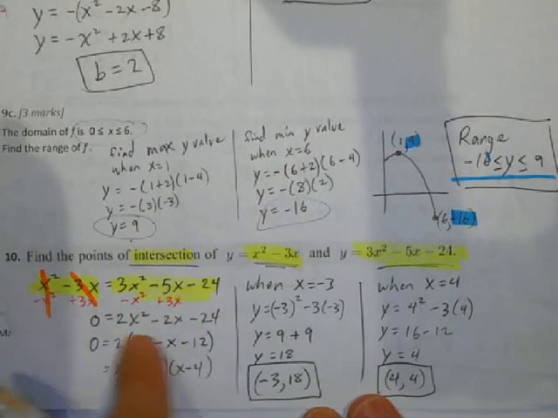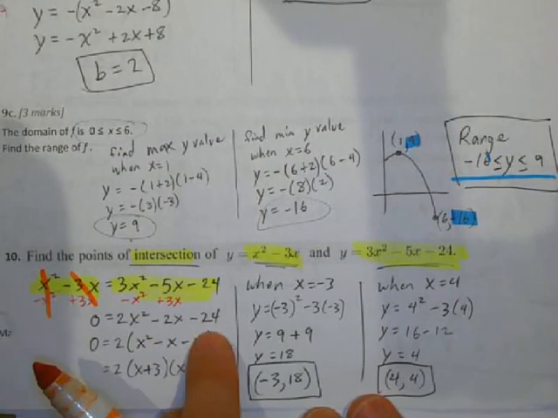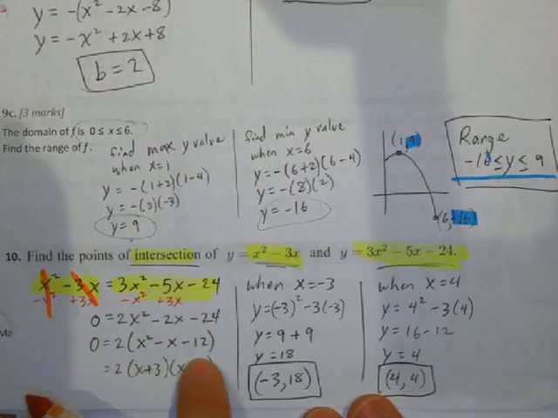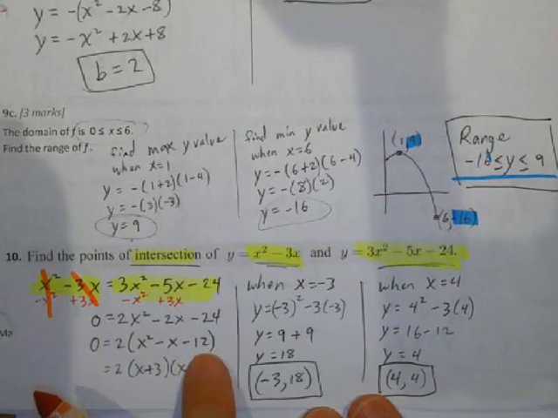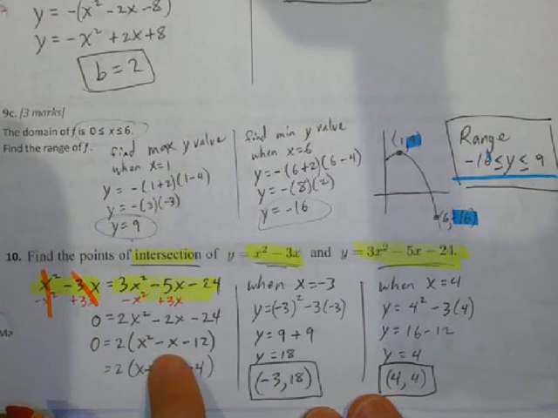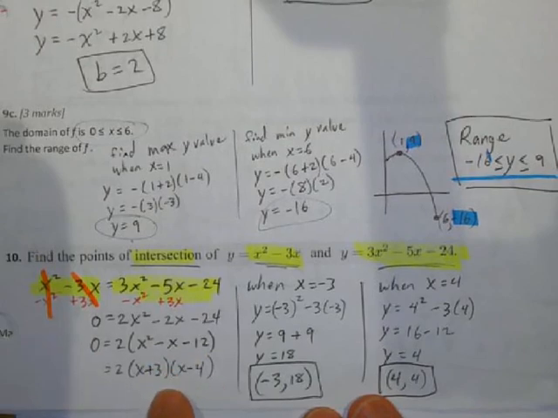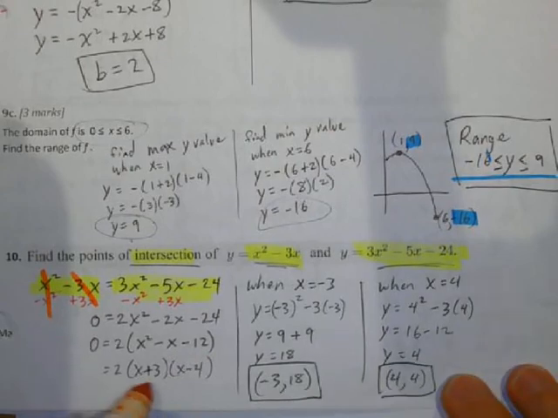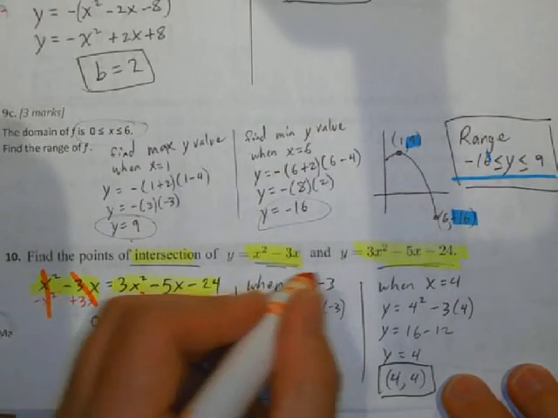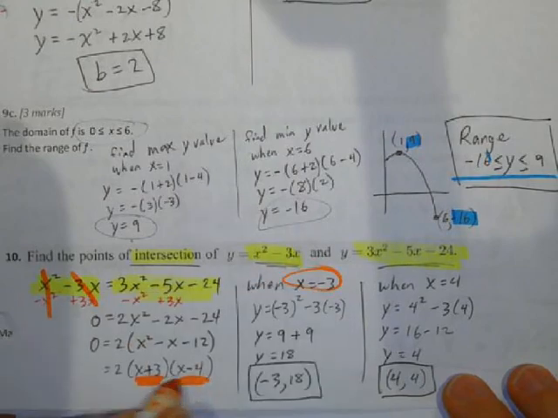Okay, then I see, oh, okay, everything's divisible by 2. So I'm going to factor out the 2. And then I think, okay, what two things multiply to give me 12 and subtract to give me 1? Well, it's going to be 3 times 4. All right, so now I know one of my factors is negative 3, and the other factor is 4.